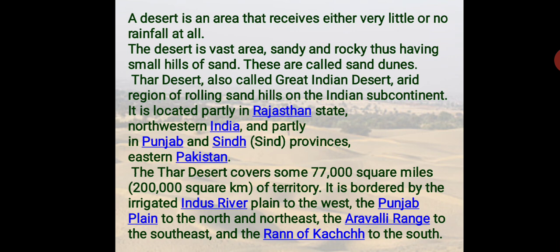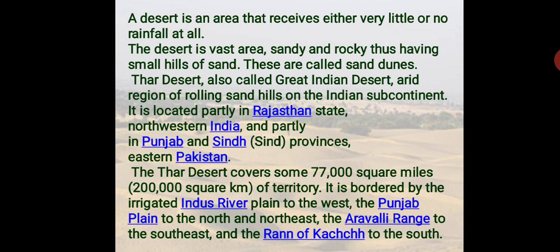The Thar Desert covers some 77,000 square miles of territory. So, what is the actual land space it is occupying? It occupies 77,000 square miles of territory.